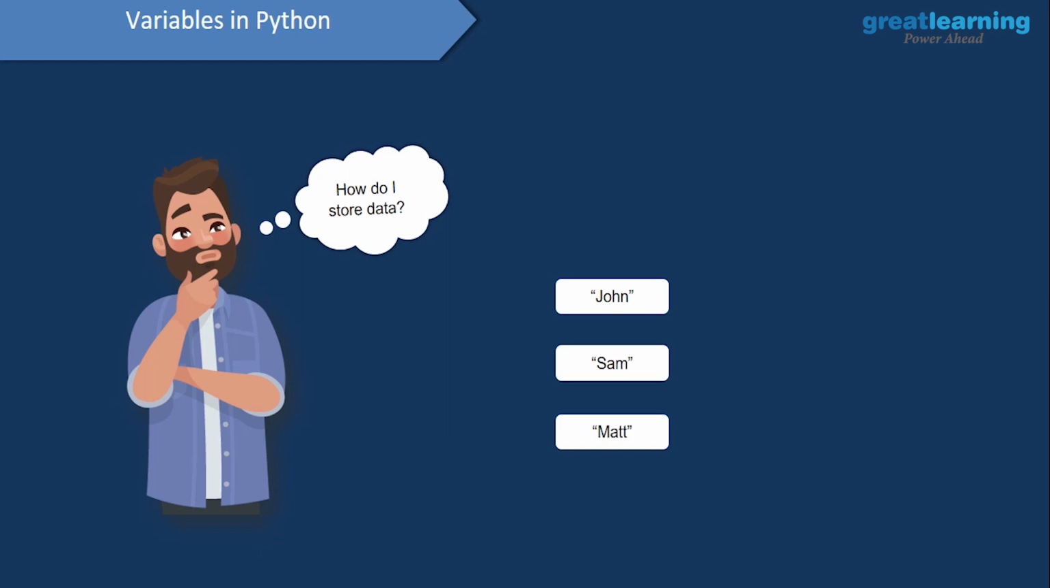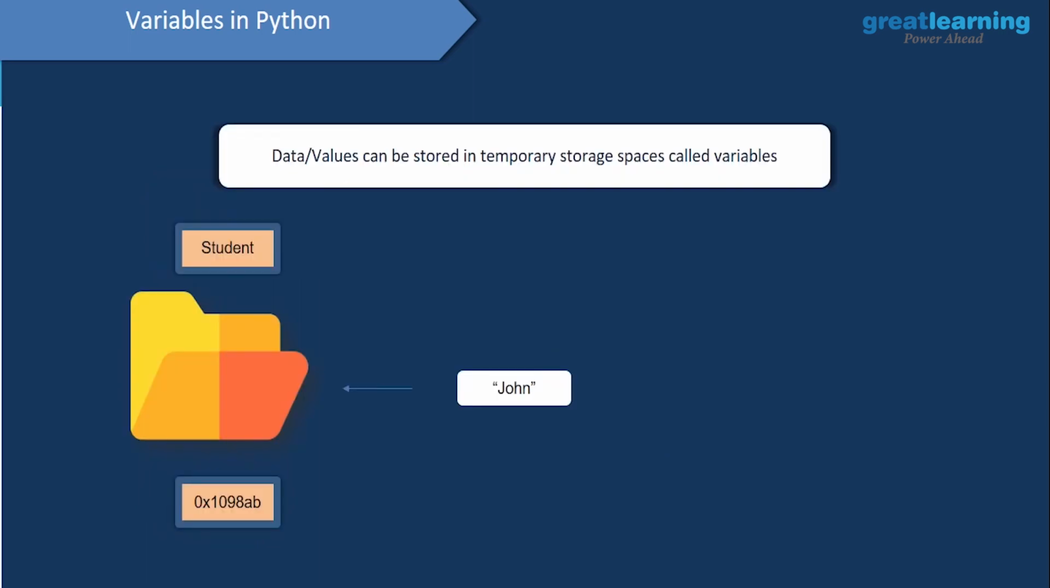So let's say you're working at a company and you want to store the names of all of the employees. So we start off with taking 3 employee names. So let's say we have John, Sam, and Matt with us, and we'd have to store these names somewhere. So where can we store them? This is where a variable comes in. So you can consider a variable to be a temporary storage space.